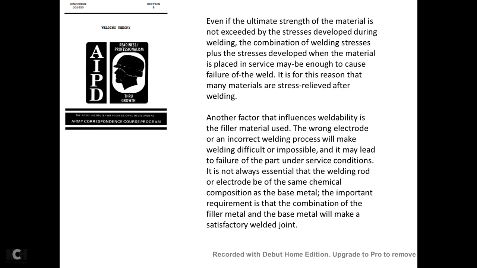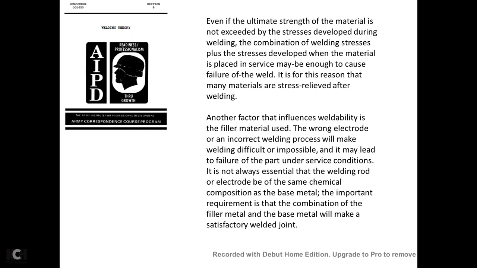Even if the ultimate strength of the material is not exceeded by the stress developed during welding, the combination of welding stresses plus the stress developed when the material is placed in service may be enough to cause failure of the weld. For this reason, many materials are stress relieved after welding.